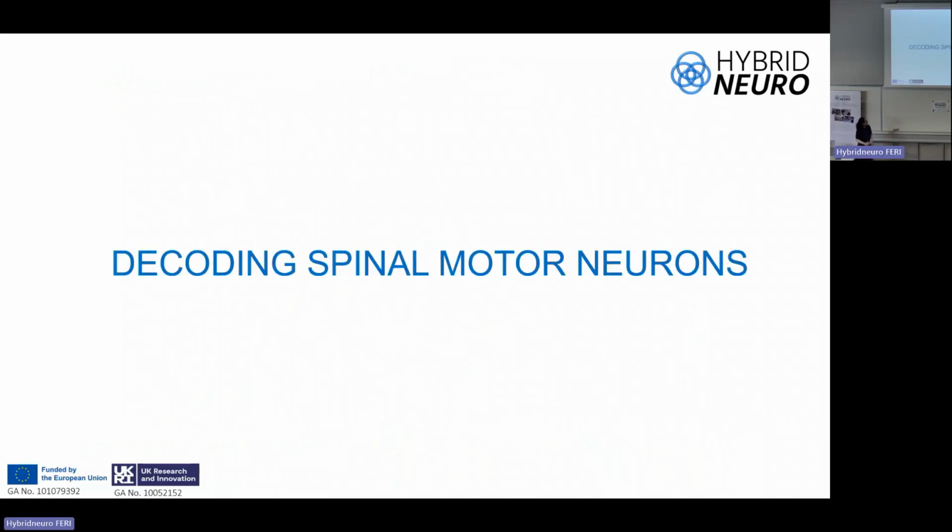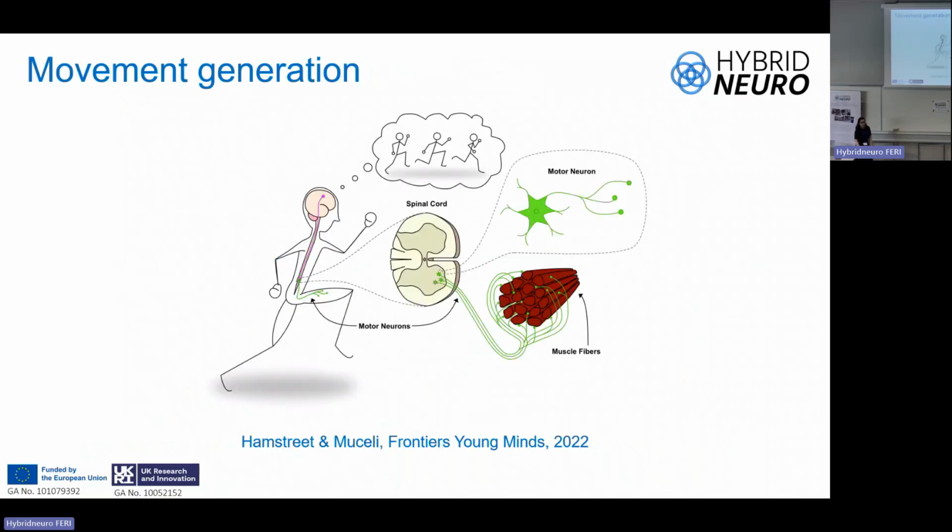Now, the first slide has a bit of summary and very basic knowledge that at the fourth day of the summer school you already have, so I will be quite fast. So you know that when we decide to move, signals travel from the brain to the spinal cord. At the spinal cord, we have pools of motor neurons. They exit the spinal cord with their axons and they synapse into muscles.